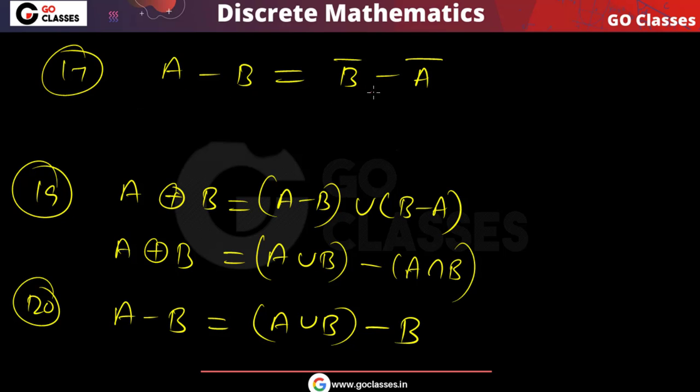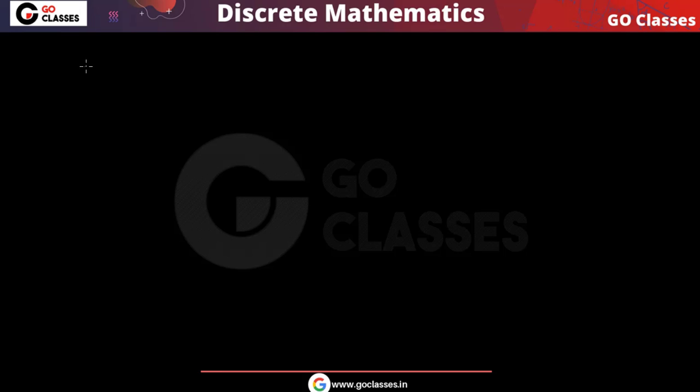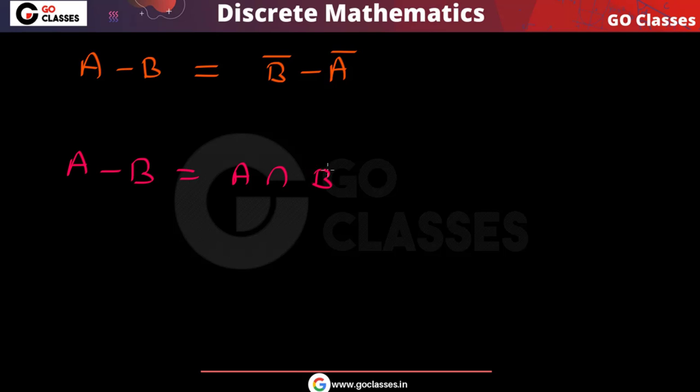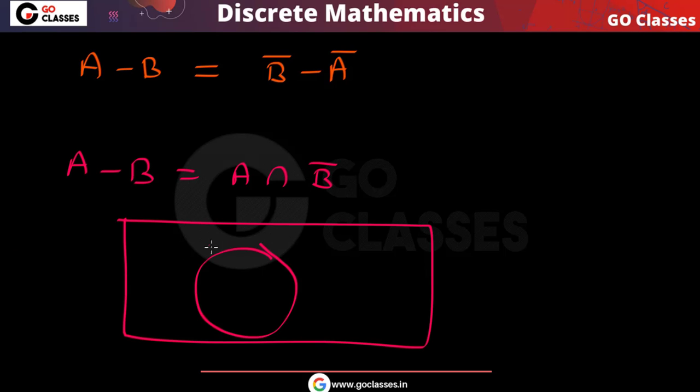Next, this one. This is important. A minus B is the same as B bar minus A bar. How can you see this? Very easy, because we have already seen that A minus B is the same as A intersection B bar. What is A minus B? From the Venn diagram you can notice this. If this is set A, let's assume this is set B, then what is A minus B?